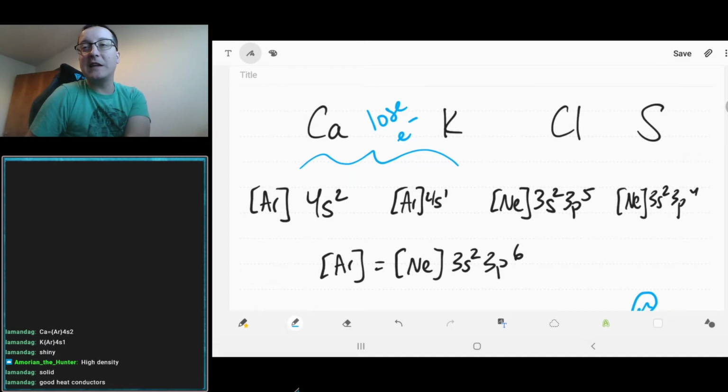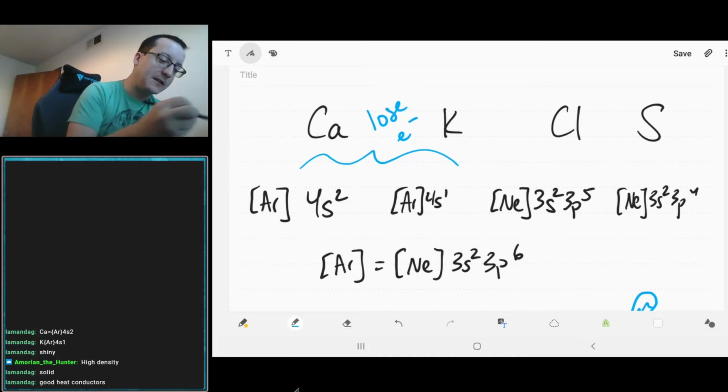For example, potassium has just one valence electron. If it loses that 4s electron, it will have exactly the same configuration as argon does. And so chemically it's going to be pretty willing to lose that electron, because that'll get it to become like a noble gas in terms of its electrons.